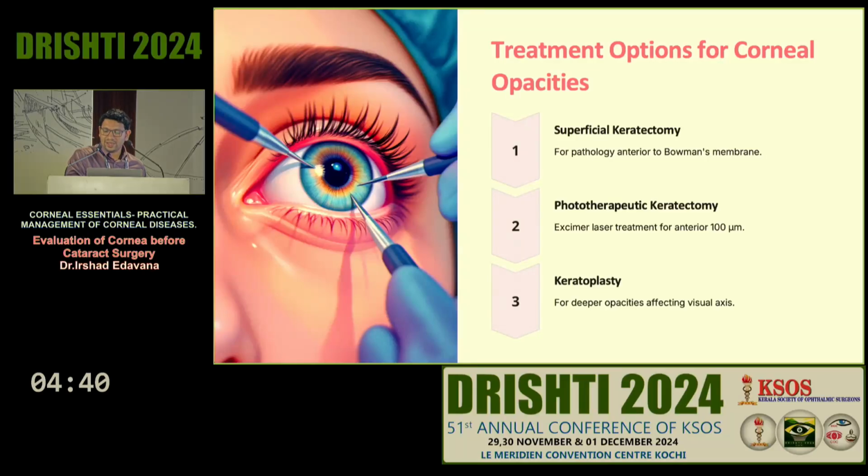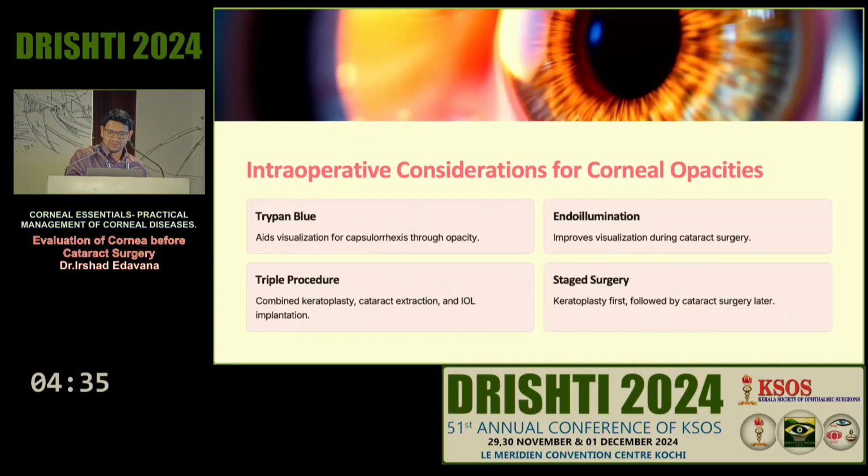And for deeper opacity, we may have to do a keratoplasty. So use trypan blue during the surgery. We can use endo-illumination for better visualization, and a triple procedure if there is a severe opacity or a large opacity, and a staged surgery if required.